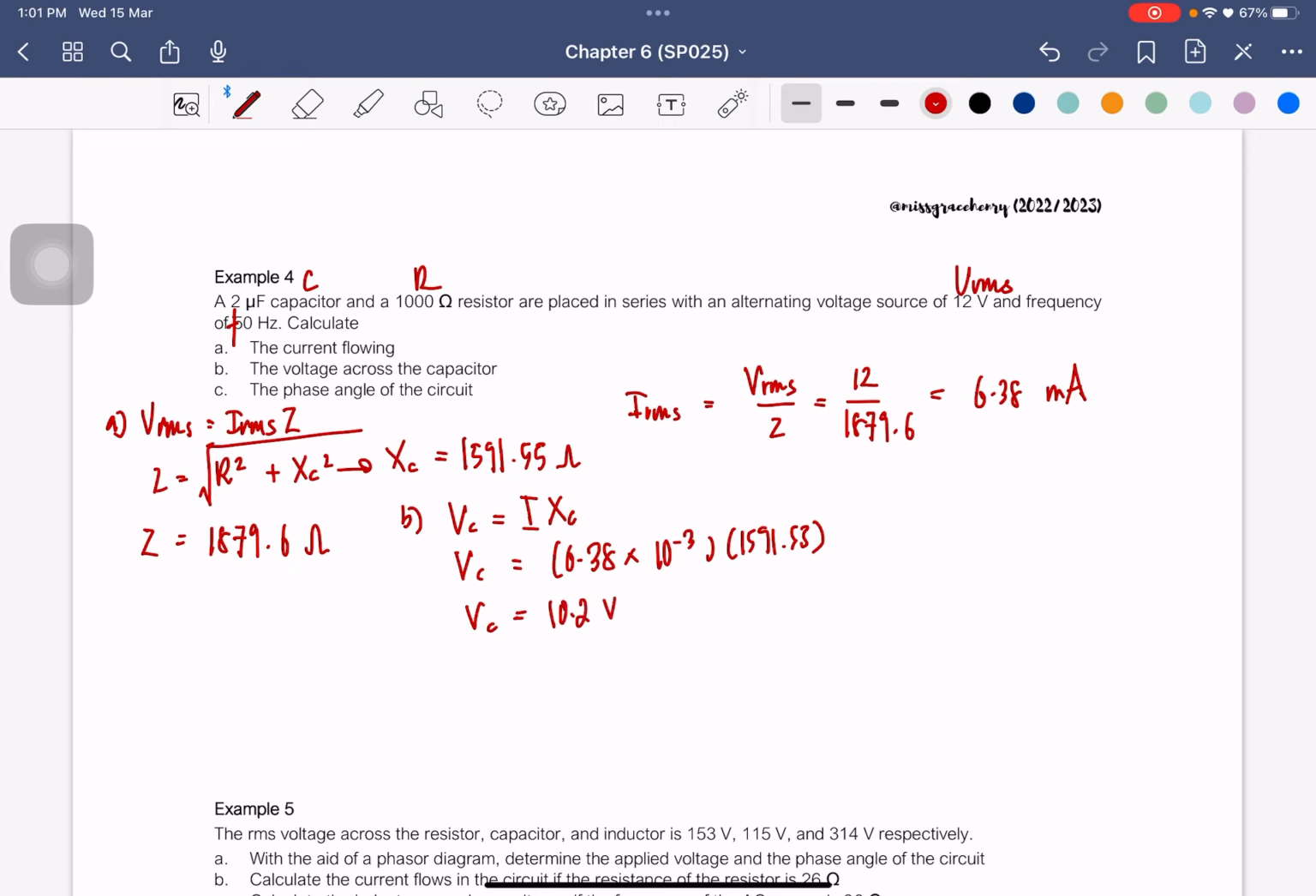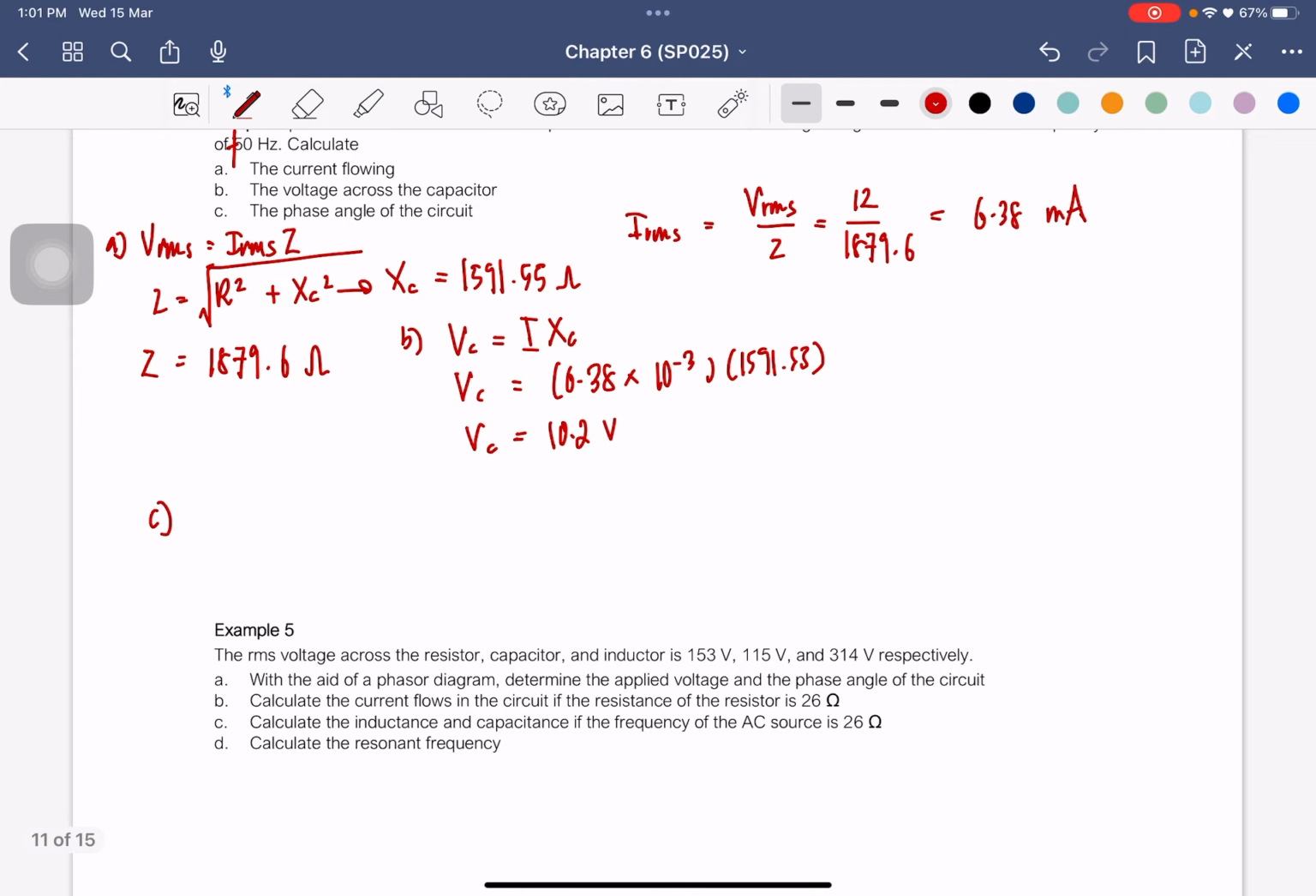Right? Lastly, the phase angle of the circuit, that is just tangent phi equal to XC over R. So this is shift tangent 1591.55 divided by R, which is 1000. So kamu akan dapat the phase angle to be equal to 57.9 degree. Okay, so that is example 4. Let's look at example 5 here.